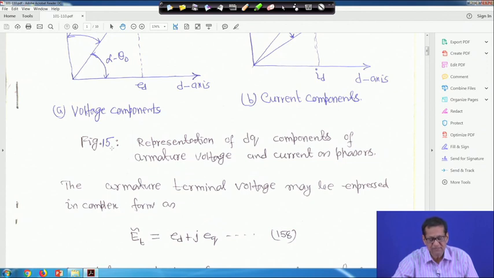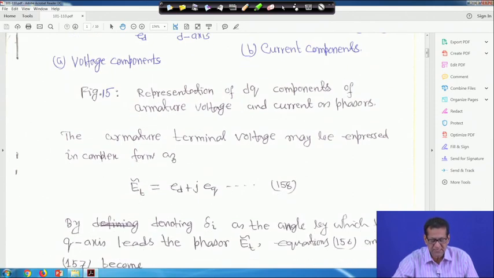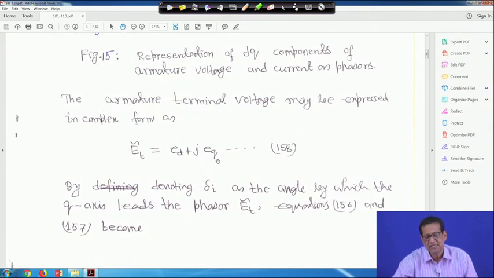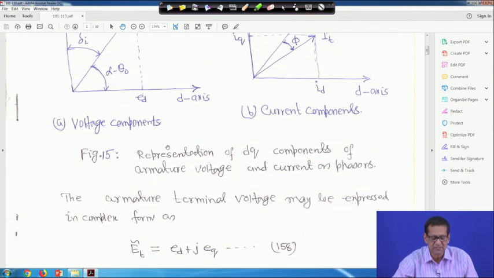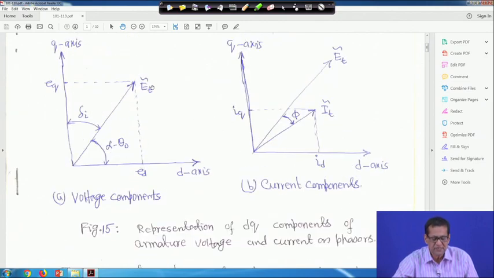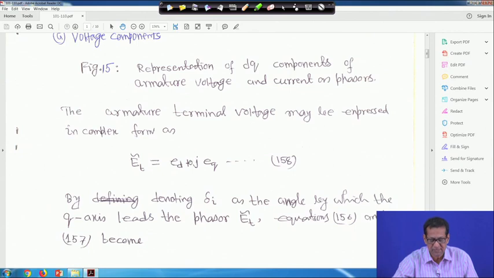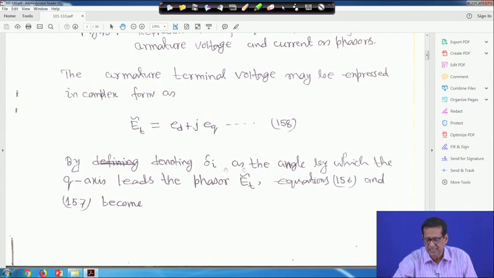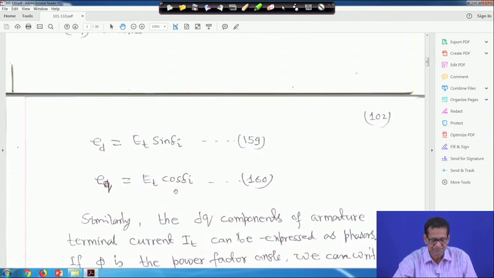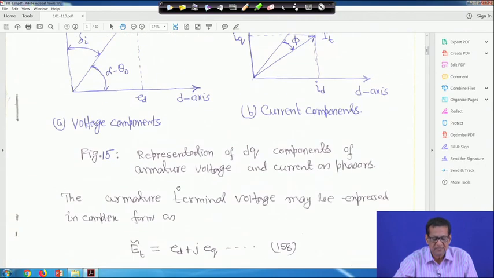And this is figure 15, representation of DQ components of armature voltage and current as phasor. Now, the armature terminal voltage can be written in complex form: ET tilde is ED plus jEQ. This is equation 158, because here you have ED and EQ. So, we write ET as ED plus jEQ. Now, denoting delta I as the angle by which the q axis leads the phasor ET, equations 156 and 157 become ED equal to ET sin delta I and EQ equal to ET cos delta I.